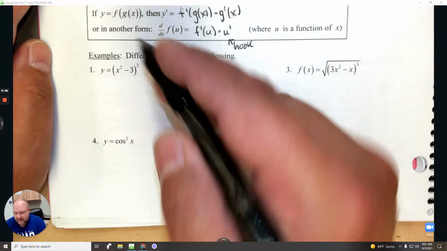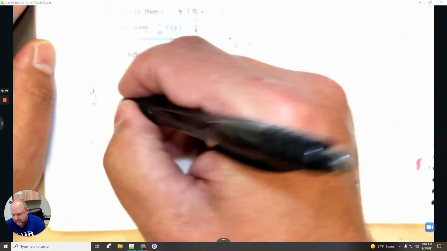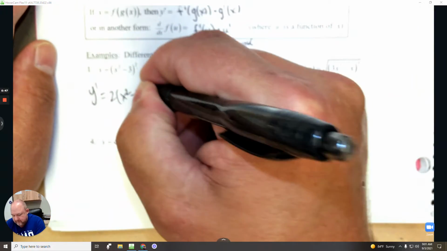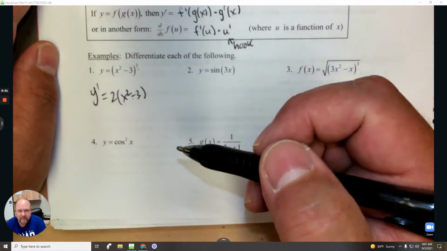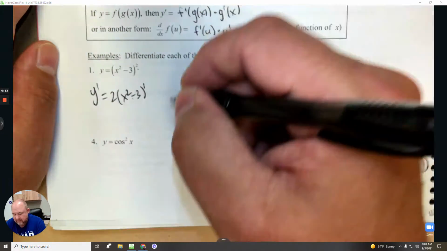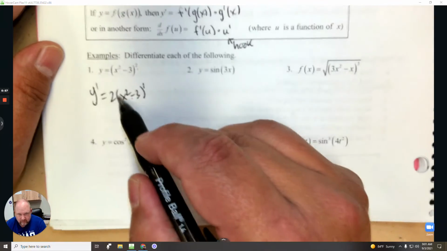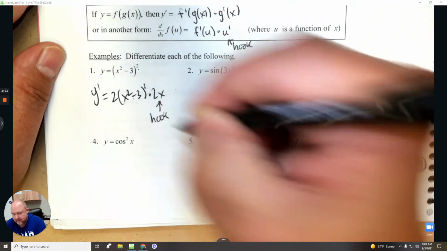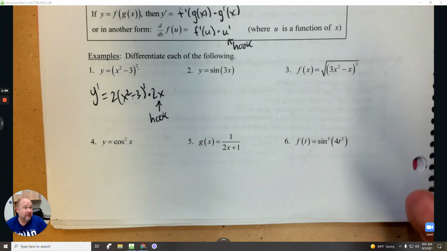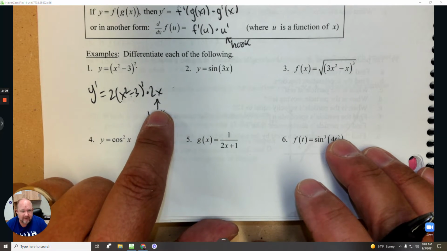Here, to find the derivative, take the exponent times in front, that's 2. Write the base over again, don't change it. Subtract 1 to the exponent. I don't need a 1, I'll put it there. And then the derivative of this base, what's inside the parentheses, that's what's called the hook. And you've just taken the derivative. So that's called the chain rule. You can think of it as a chain at the end, something that hooks on at the end.